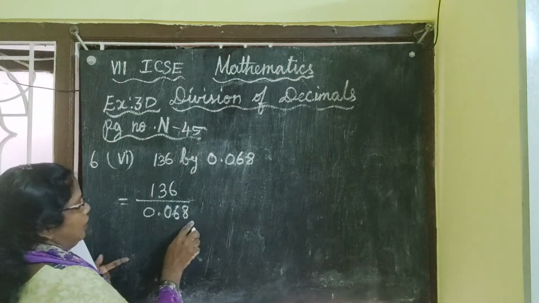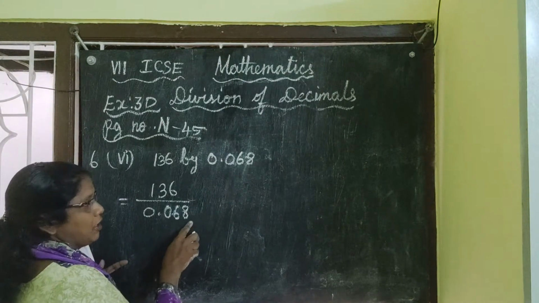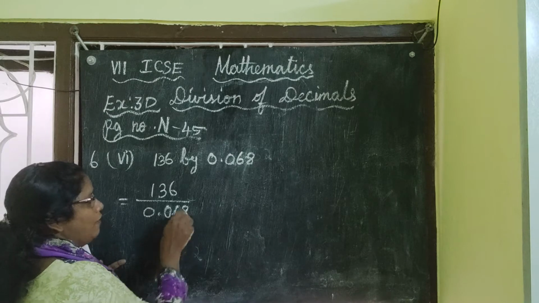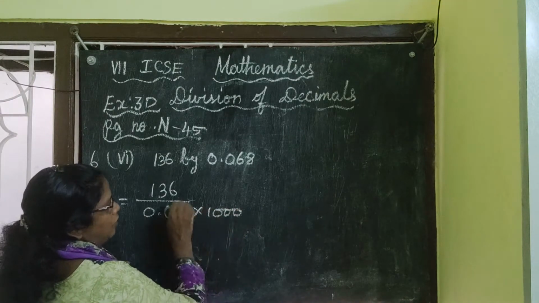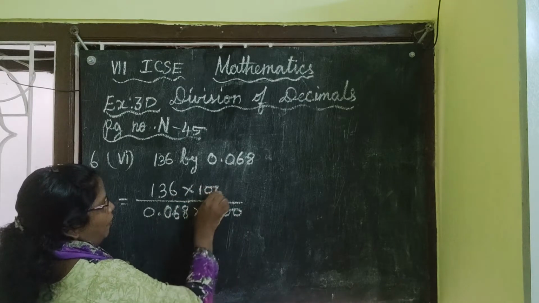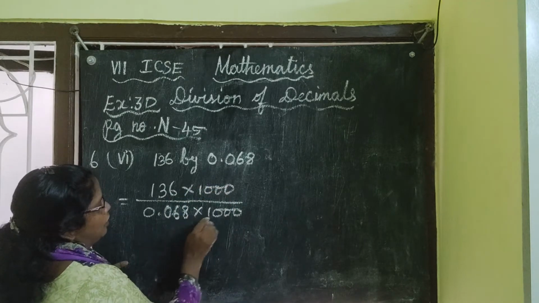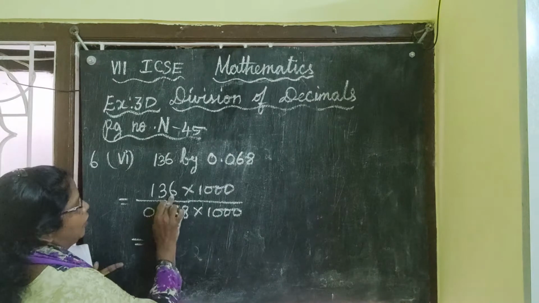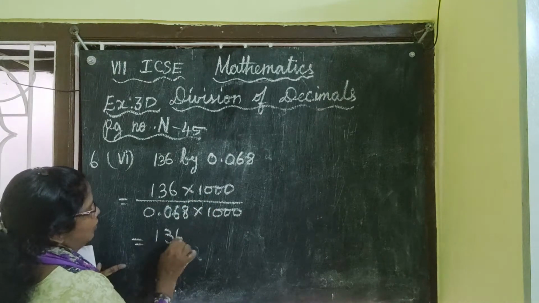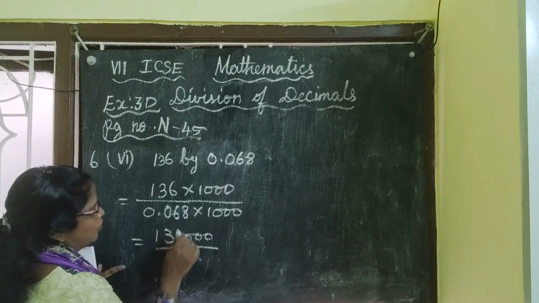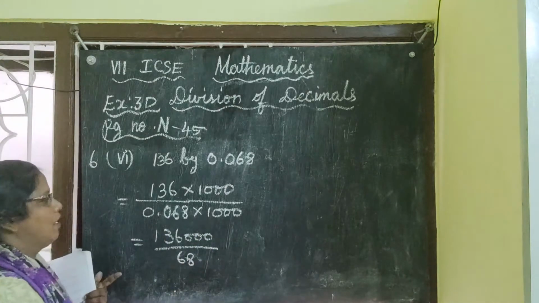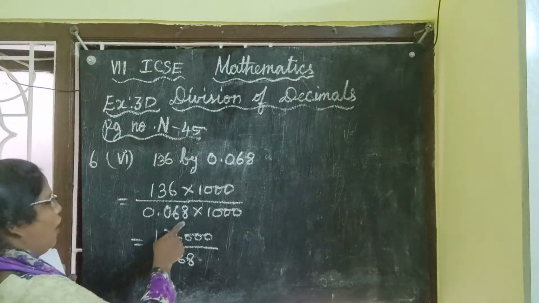You see the denominator, see the digits and multiply. Here how many digits you have? 3 decimals. So we have to multiply by 1000, both up and down. For this decimal this will go. So 136 into 1000, 136,000 divided by, for this decimal this will go, so only 68. Only 68. How it goes?